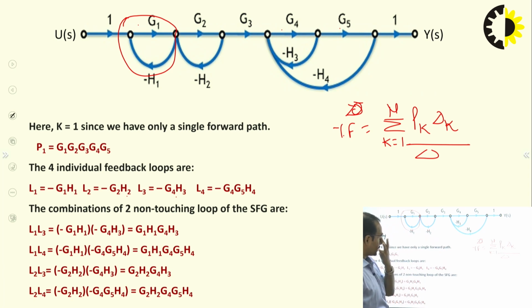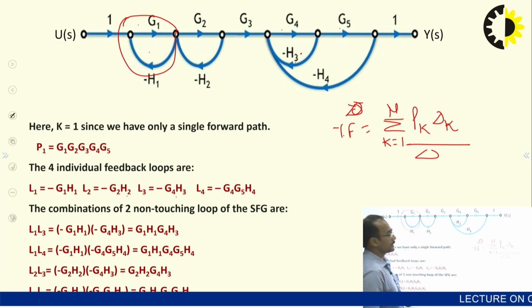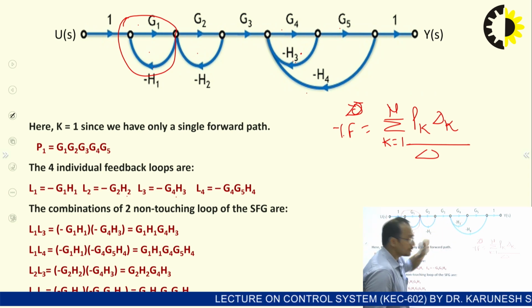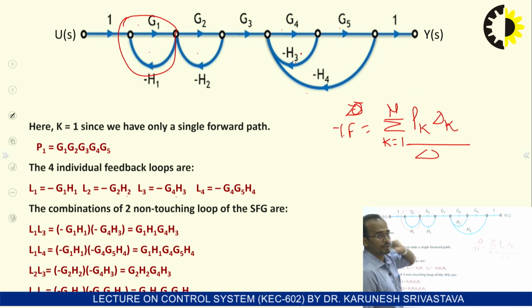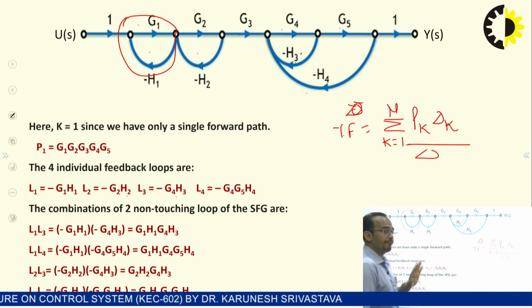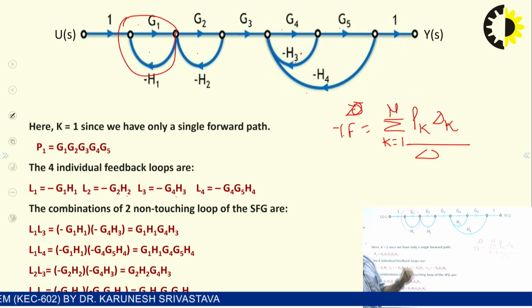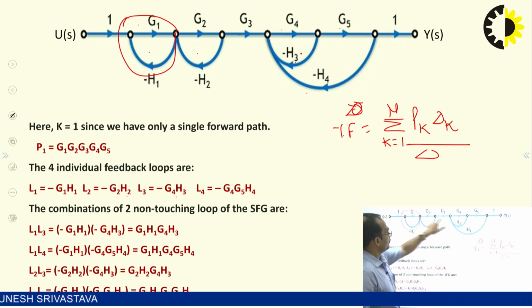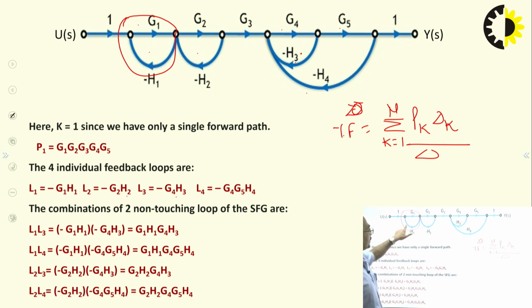How many two non-touching loops are there? So it is clearly seen that this and this loop are non-touching. It means L1 and L3 are non-touching. L1 and L4 are non-touching. L2 and L3 are non-touching. L2 and L4 are non-touching. So there are 4 possible combinations of two non-touching loops. First is L1, L3, which is minus G1H1 minus G4H3. So G1, H1, G4, H3 is the first combination of two non-touching loops.